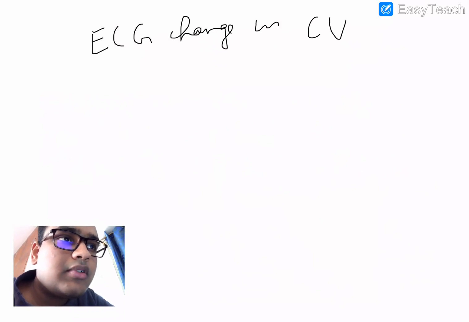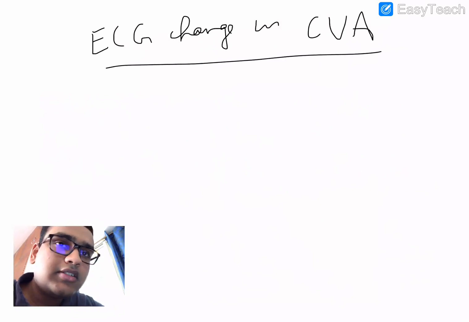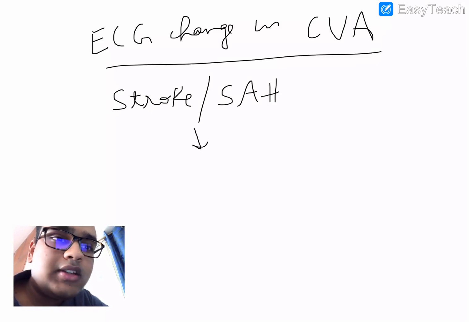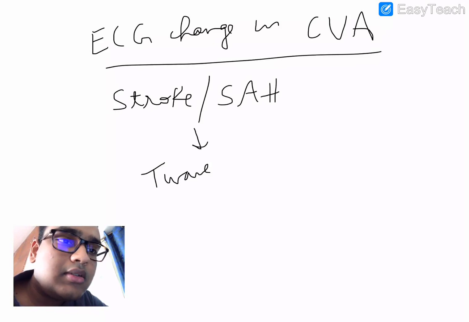And now lastly, a small topic which could be an MCQ, which is what is the ECG change in cerebrovascular accident or stroke? Is there any ECG change in cerebrovascular accident? So in some majority of patients with stroke or subarachnoid hemorrhage, you find something known as T-wave pattern.